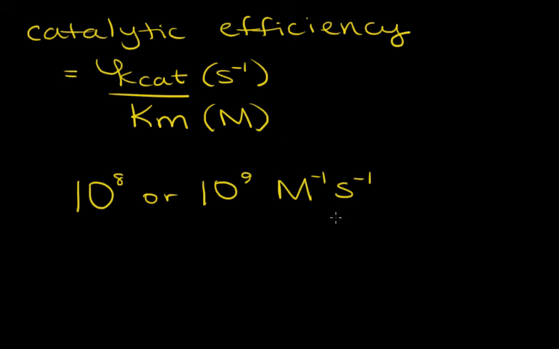Units for catalytic efficiency. So these numbers are ideal. And the closer it is to this, the better it is. The better your enzyme is at turning over the amount of substrate that it's given.